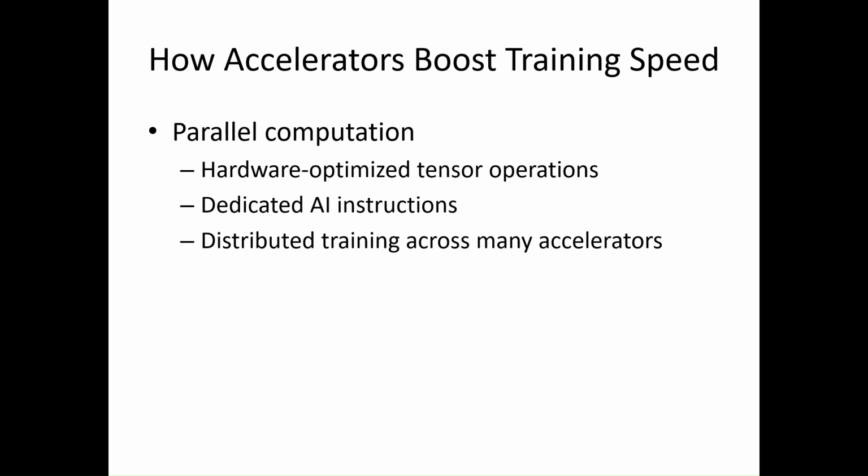Next we can see how accelerators boost training speed. There are four main things: parallelize the computations across many cores, provide hardware for fast tensor operations, enable mixed precision to speed up math with acceptable accuracy, and support distributed training across many devices with fast interconnects. So hardware optimized operations can easily execute parallel operations and boost the training speed.